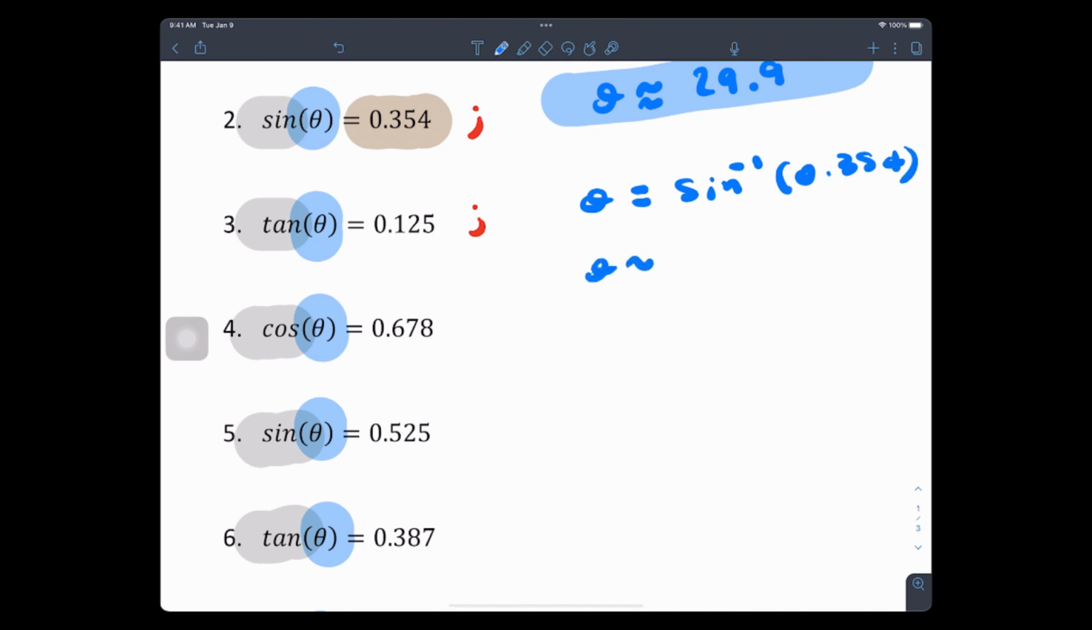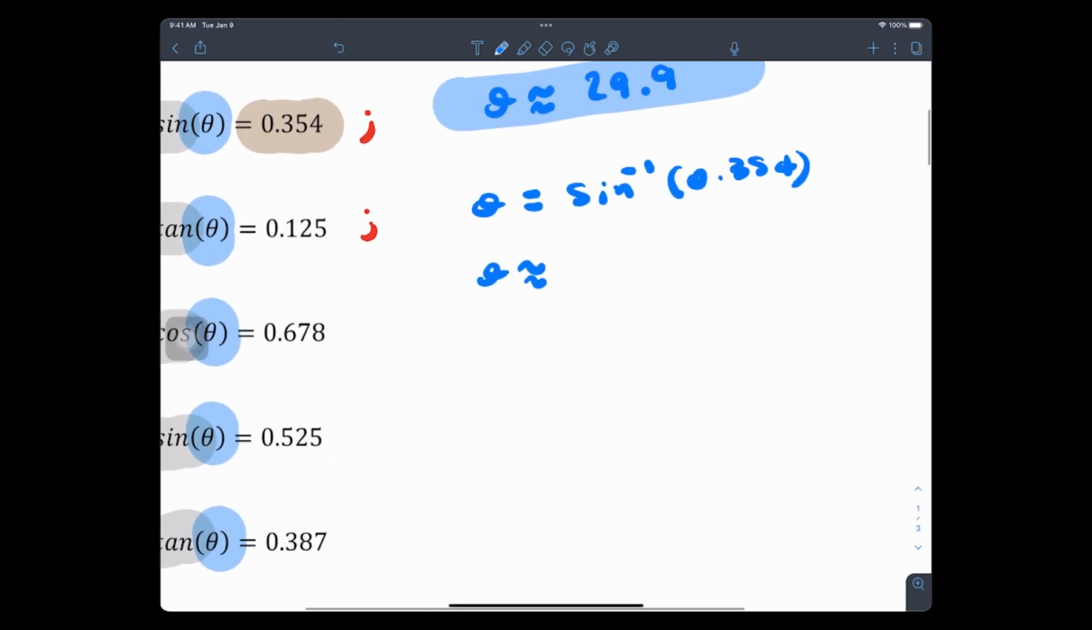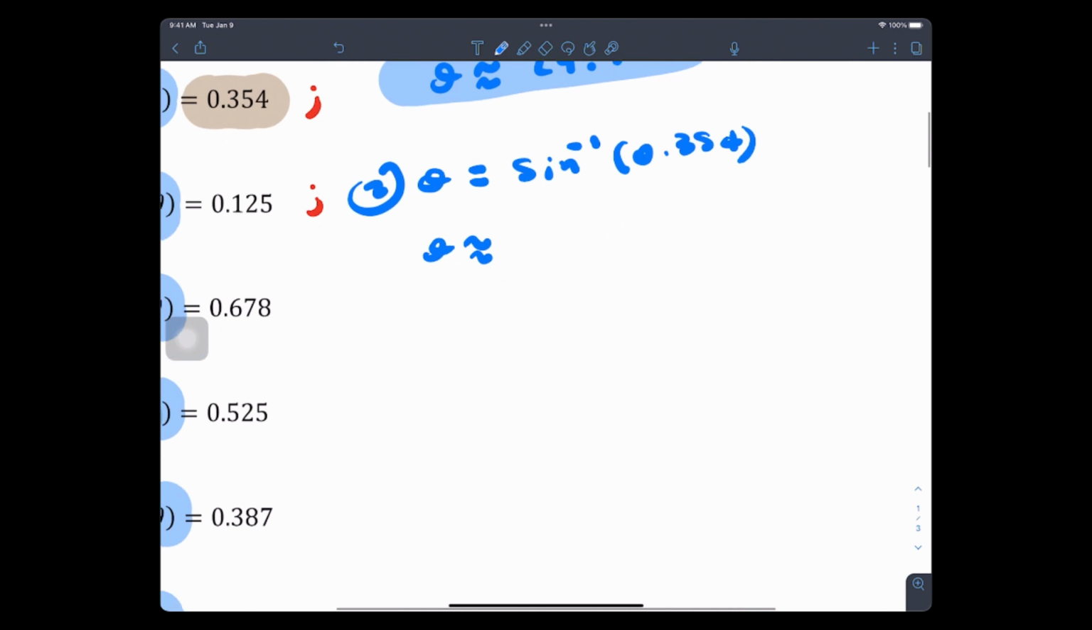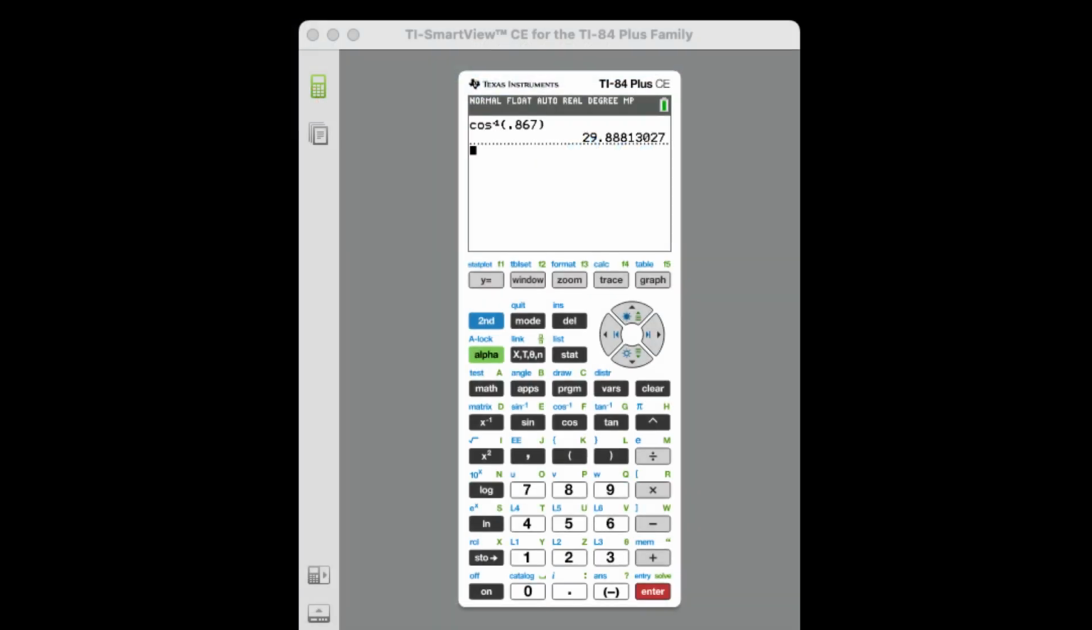So we're going to see what theta becomes here. Okay, this is going to be for number 2 now. This is number 1. We got number 2. We want to see how to use our calculator. And, all right, so let's try this out.